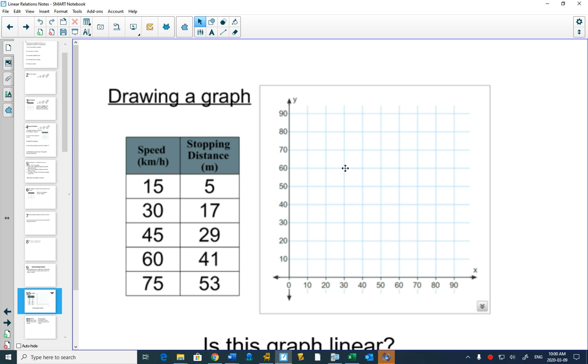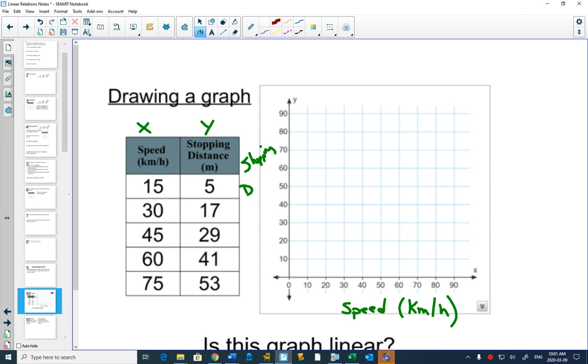What we're going to notice is that when a table of values is made, we always list our x values first and our y values second. So if our x values are listed first, under this graph we can write that speed is going to be along the x, and we'll write the units. Speed is in kilometers per hour. And on our y-axis, it's stopping distance. Does it make sense that the faster you're going, the longer it takes to stop? Yes.